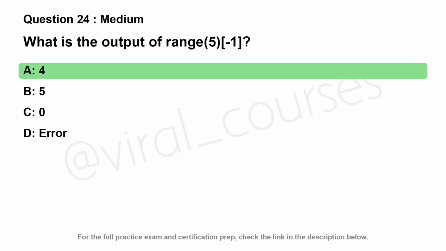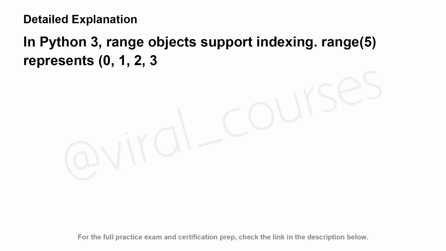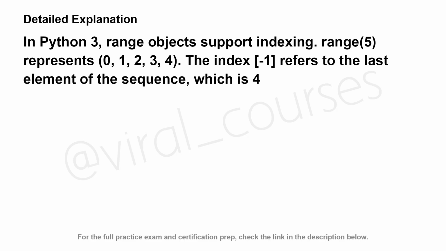The correct answer is A. In Python 3, range objects support indexing. range(5) represents 0, 1, 2, 3, 4. The index -1 refers to the last element of the sequence, which is 4.